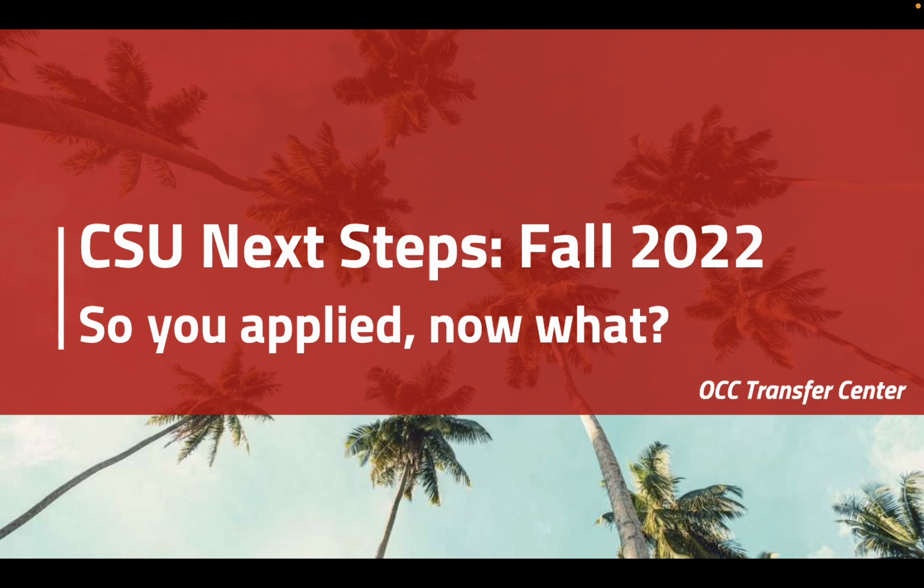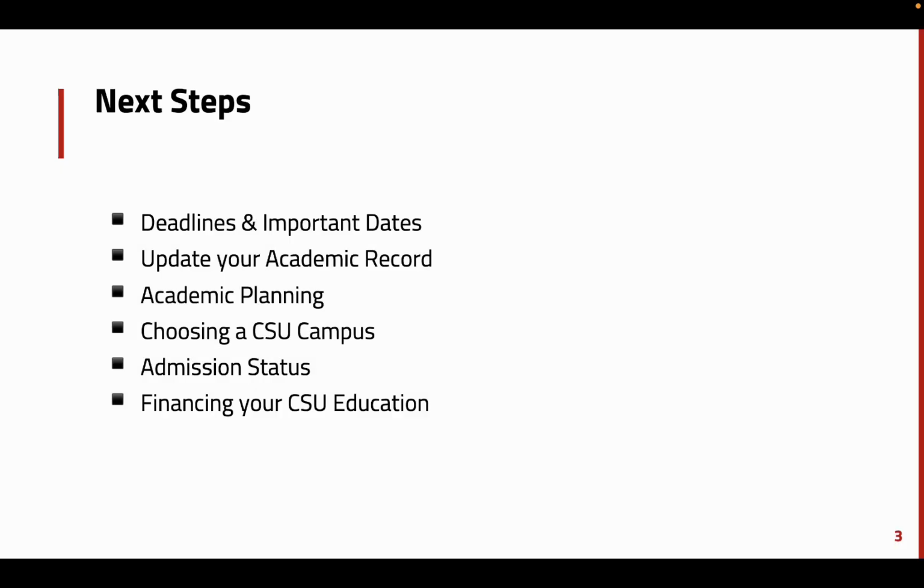This video is for the Cal State University Next Steps for Fall 2022. So you've applied, now what? In this video, we will be discussing deadlines and important dates, how to update your academic record, academic planning, choosing a CSU campus, checking and understanding your admission status, and also information about financing your CSU education.